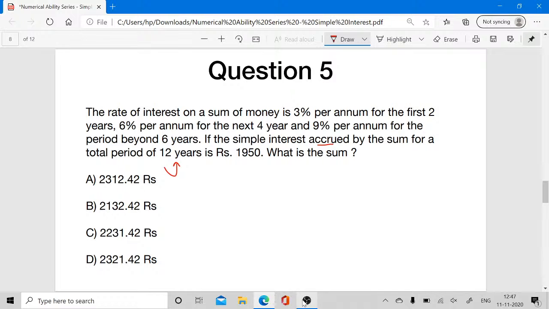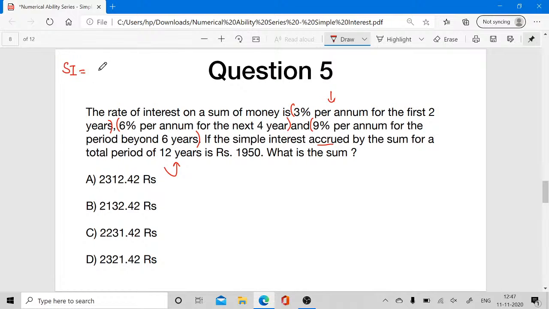Let us see how much time it has been. Okay, so this will be the last question. The rate of interest on a sum of money is 3% for the first 2 years, 6% for the next 4 years, and 9% for a time period beyond 6 years. Okay, what have I told you?